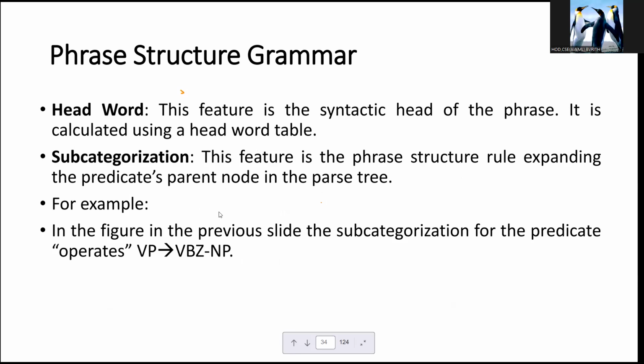Other features are like the head word of the phrase. Say for example, if you are taking a word as countable, the head word is count and able is the extra part which is added to it. So the head word will be the word which is the stem of a particular word. And subcategorization is like, if your word is a verb, within the verb we can have verb related subcategorizations.